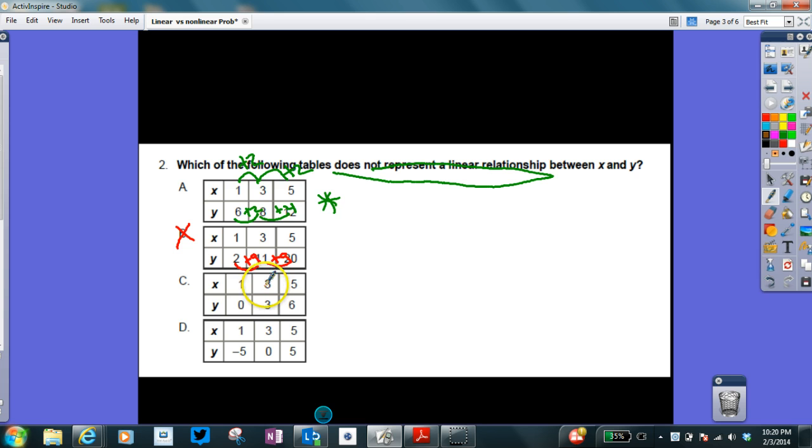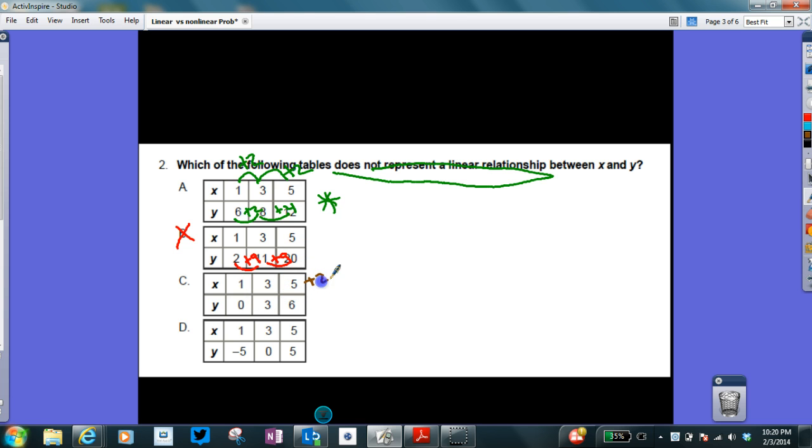1 to 3, 3 to 5. My rate of change stays constant at plus 2. 0 to 3, plus 3. 3 to 6, plus 3. My rate of change stays the same there. So both rates of change are the exact same, linear.